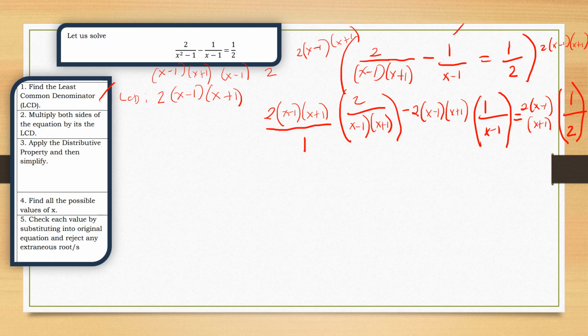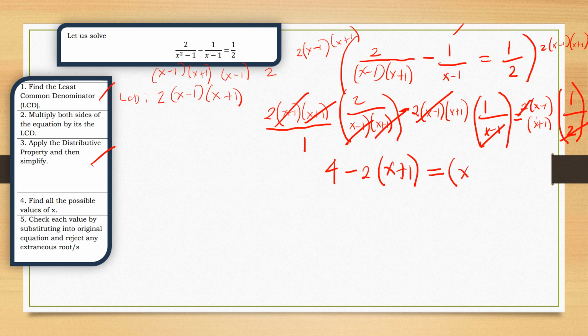So, pag minultiply ko numerator, denominator, pwede ako mag-divide. X plus 1 and x plus 1 is 1. X minus 1 and x minus 1 is 1. 2 times 2, 4. Nag-distributive property na ako. Step 3 na tayo. Minus ito. X minus 1 and x minus 1 is 1. So, meron tayo negative 2 times x plus 1 times 1. Ito pa rin naman yon. Equals 2 times 1 half. So, ang 2 tsaka 2 cancel. So, what we have here is x minus 1, x plus 1.